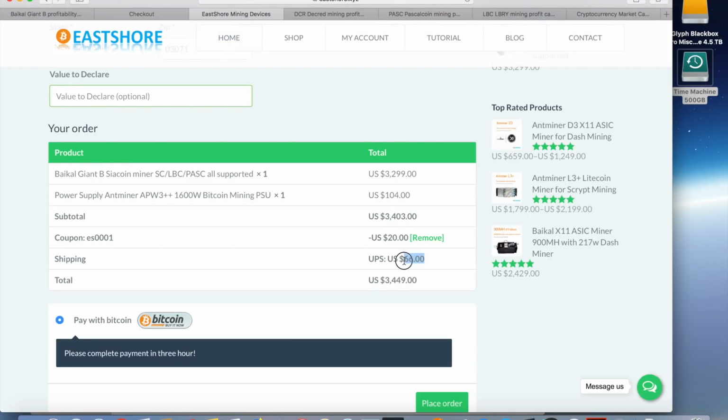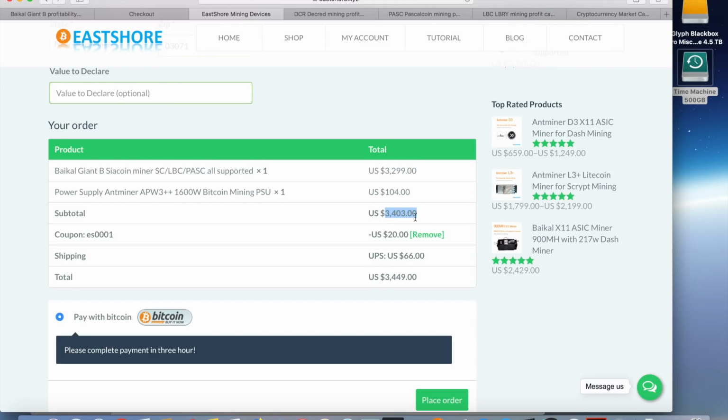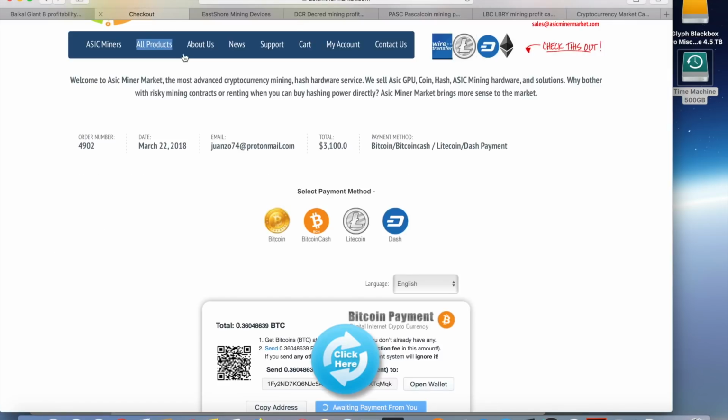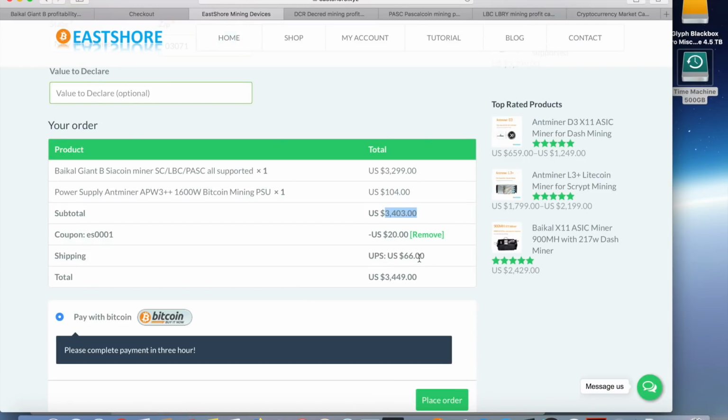You also pay shipping with East Shore. It's not a lot, it's actually pretty good. It's $66, and they give you an automatic coupon of $20. So you're paying an extra $300 overall to buy from East Shore. It's not a huge amount more, but it is a little bit more, and they ship through UPS. So now that we got all that out of the way, free shipping from ASIC Miner Mart and $66 shipping through East Shore, let's go to the numbers.